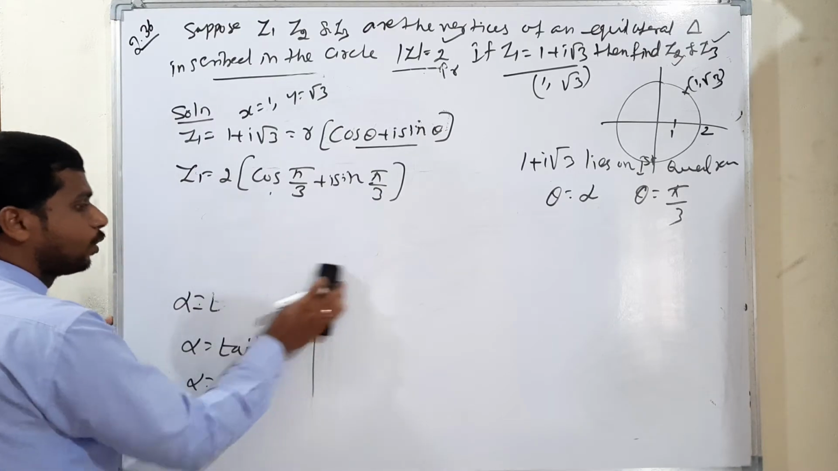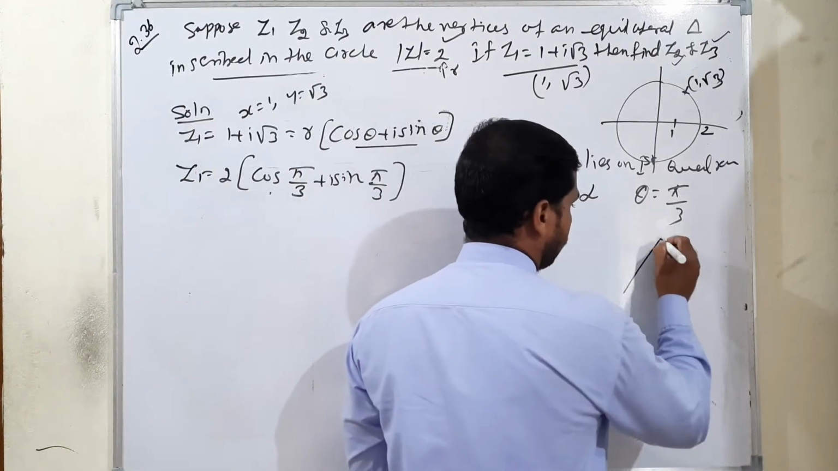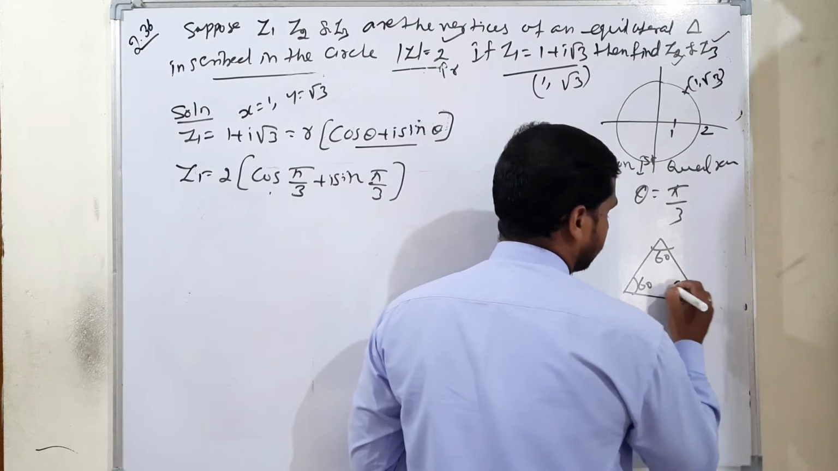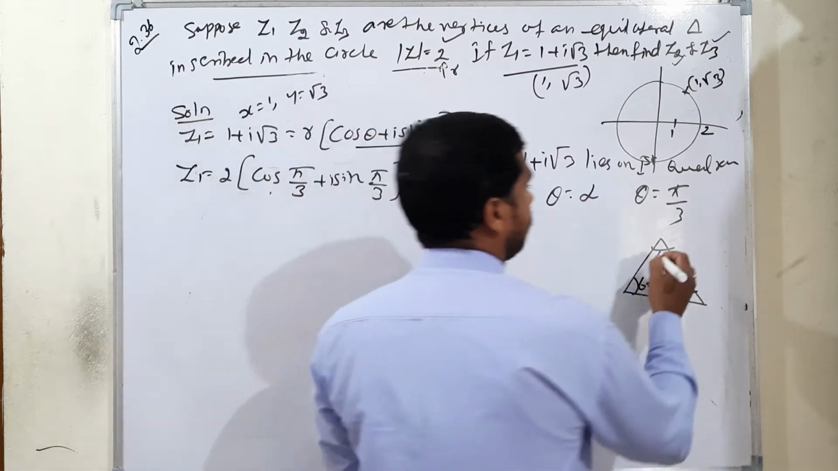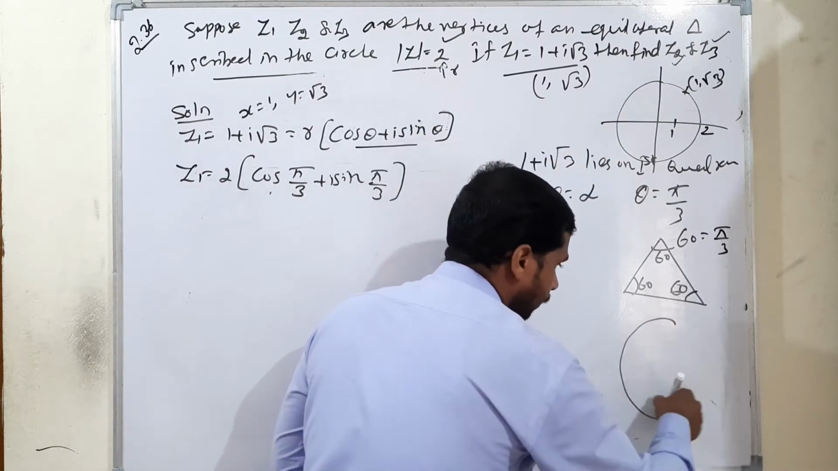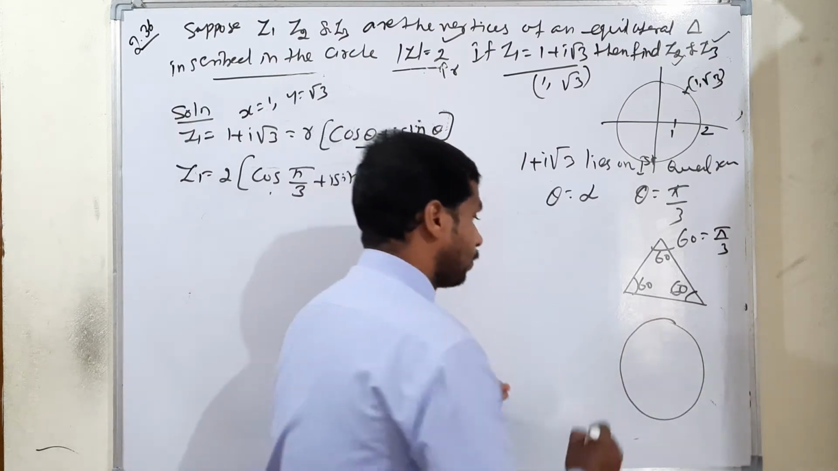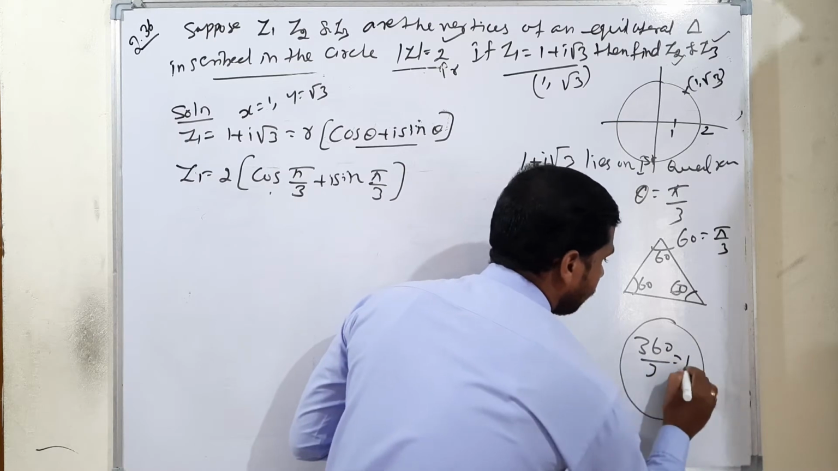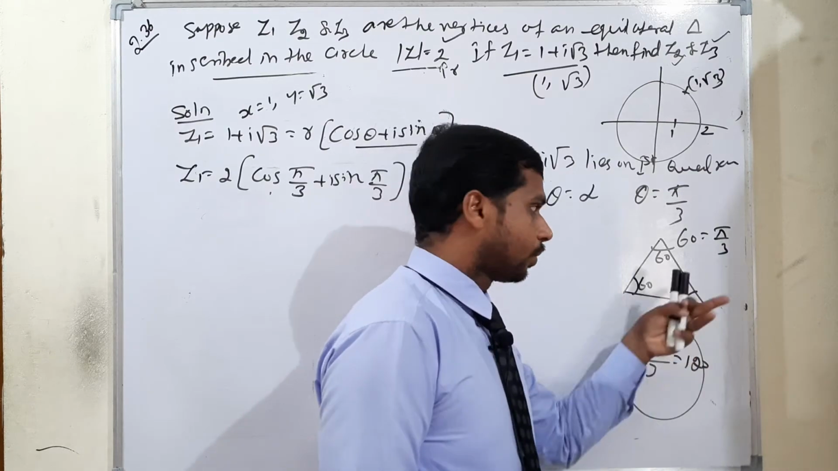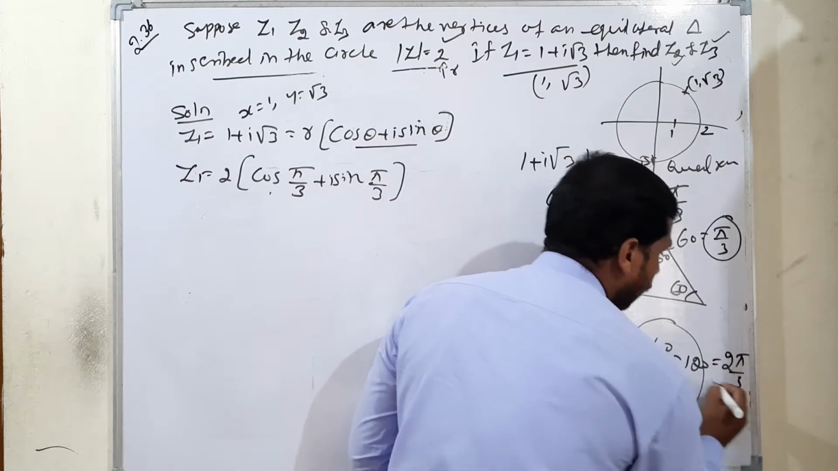But we need to find Z2 also. So, listen very carefully. If you make an equilateral triangle, definitely each angle is 60, isn't it? And 60 means pi by 3. But inscribed in a circle means the circle is divided into 3 parts, so 360 divided by 3 is 120. What is 120 compared with the equilateral triangle? Double of 60, isn't it? Double of 60 means double of pi by 3, which is 2 pi by 3.